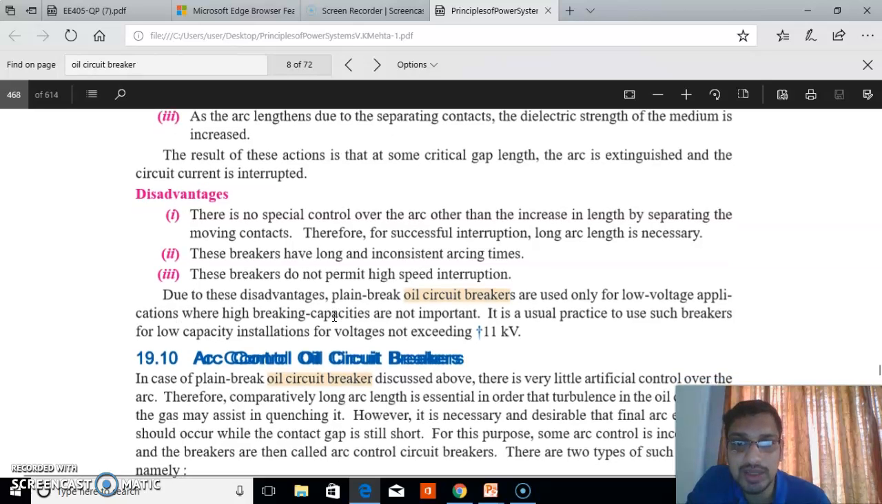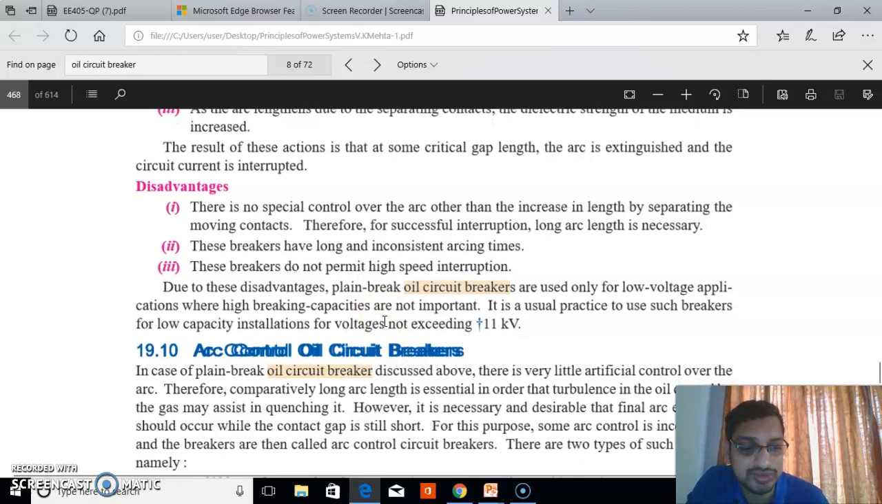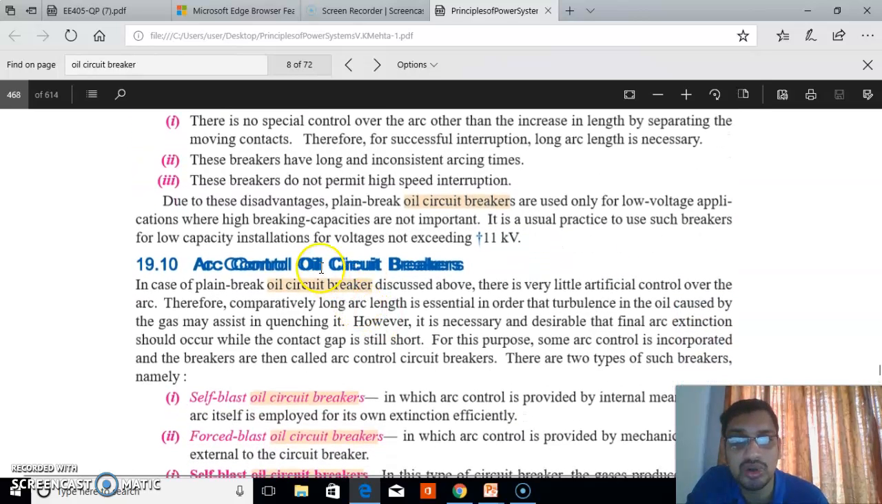This type of breaker is used up to 11 kV voltage. Above 11 kV we use other types of circuit breaker. So that is the plain break circuit breaker. The second classification of bulk oil circuit breaker is the arc control oil circuit breaker.